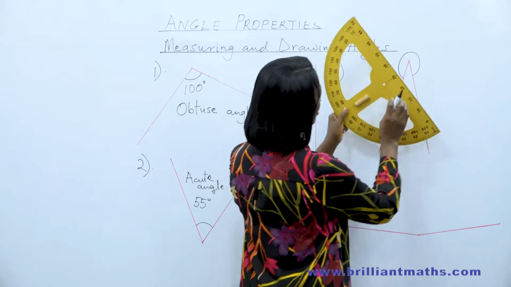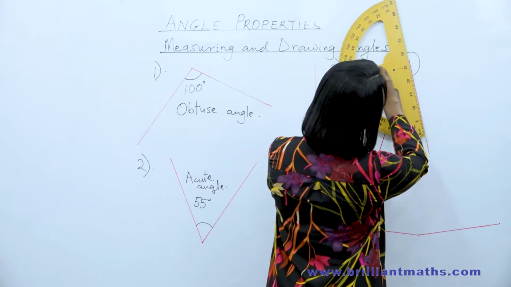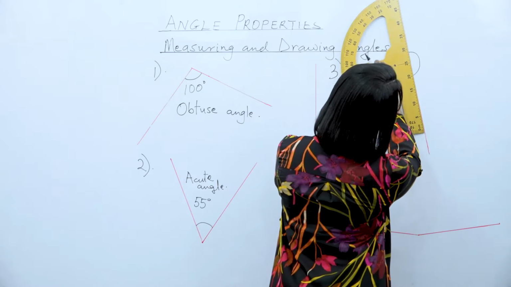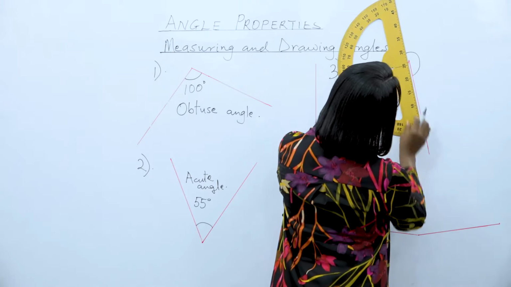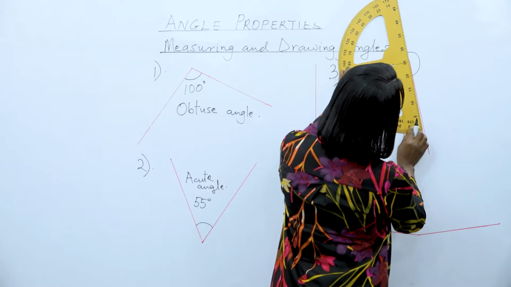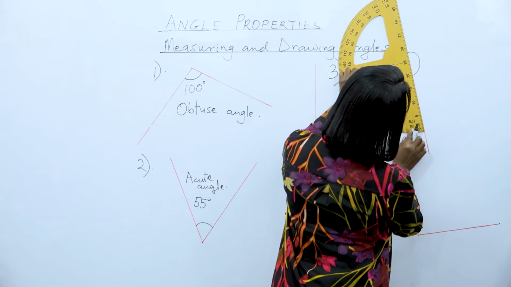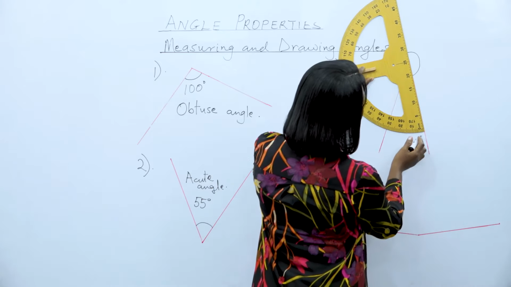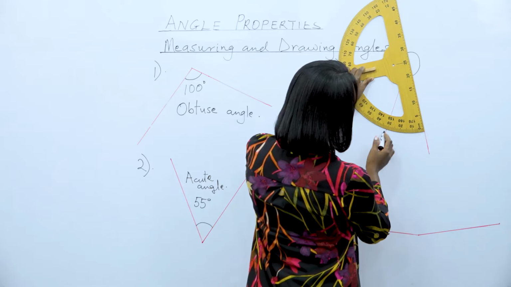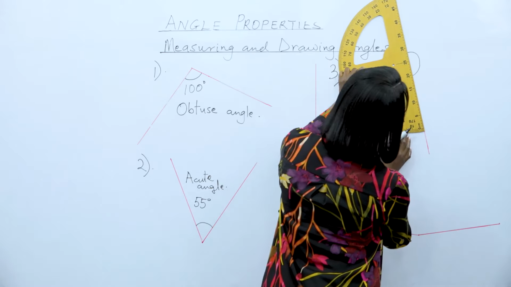Again, center of protractor right on the vertex, and then align the zero line with the arm of the angle. So that is an angle of 32 degrees.